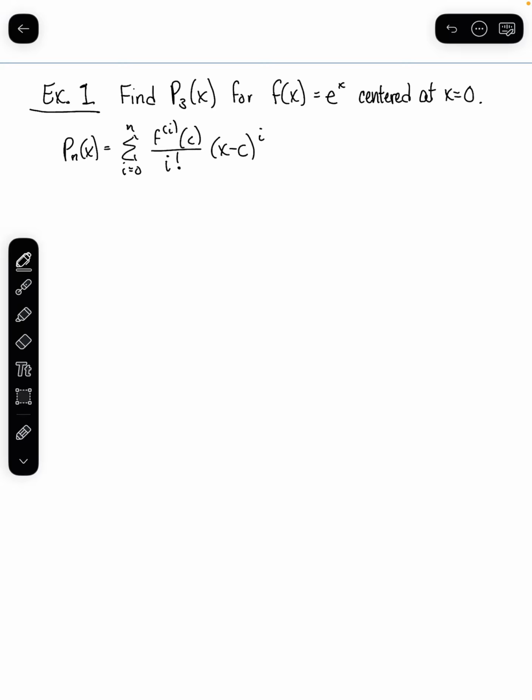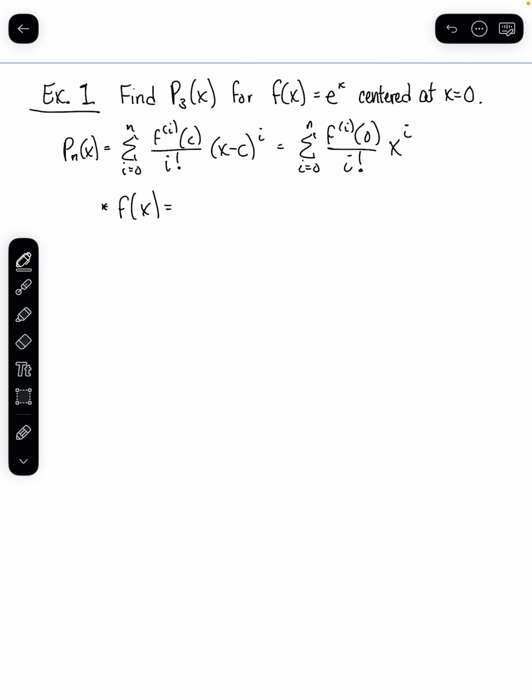Where in this case, since c is equal to 0, what we really have is the sum from i equals 0 to n of the ith order derivative at 0 over i factorial times x minus 0, or just x by itself, to the i. So we picked a nice centering value for a first problem to make it easy. What we need for each of these, and x to the i is easy to do, i factorial is easy to do, is the ith order derivative of e to the x.